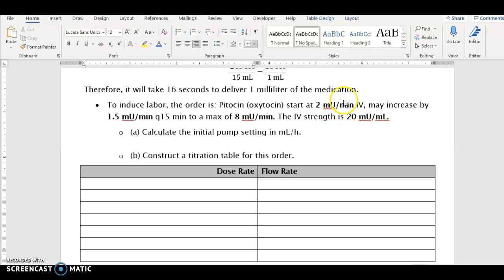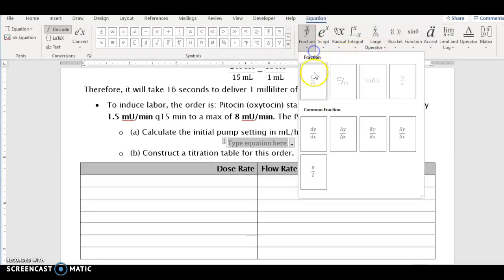For each of the dosage rates you see here, either the 2 milliunits per minute, which is the initial dose, the 1.5 milliunits per minute, which is the incremental dose, and then the 8 milliunits per minute, which is the maximum dose, each of these dosage rates has a corresponding flow rate setting on the IV. Keep in mind that the strength of the solution is 20 milliunits per milliliter. Once again, this is the initial dose rate, the incremental dose rate, and then the maximum dose rate. Part A says calculate the initial pump setting in milliliters per hour. The initial rate at which the patient is receiving the drug is 2 milliunits per minute, so that's where we're going to start.